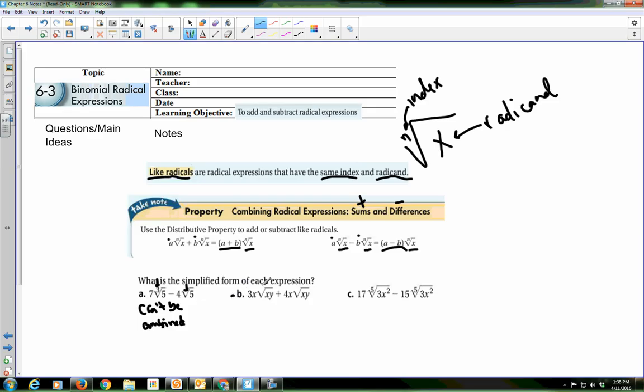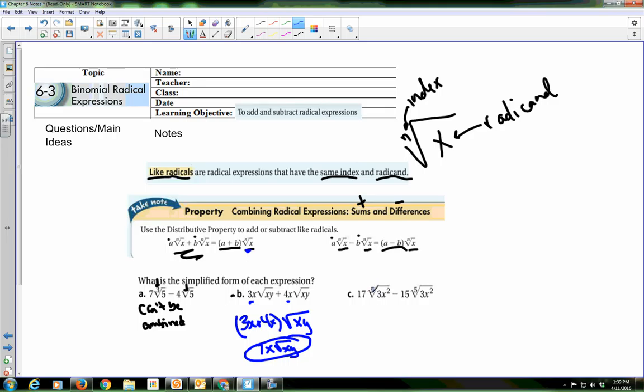But if I look at B, 3x times the square root of xy plus 4x times the square root of xy, I can use this property. So I can take the 3x plus the 4x and add them together times our root. So 3x plus 4x is 7x, square root xy.